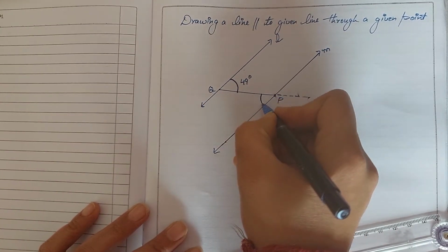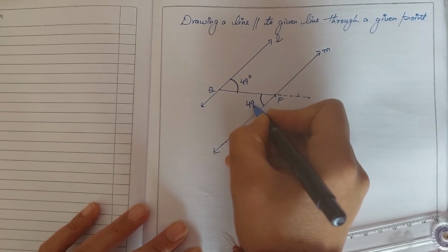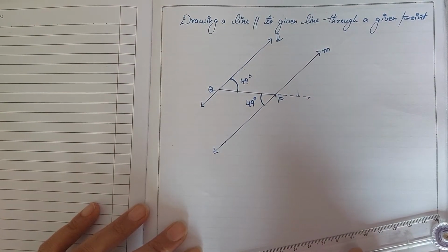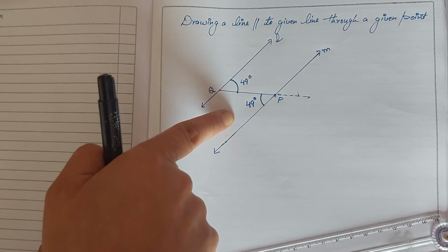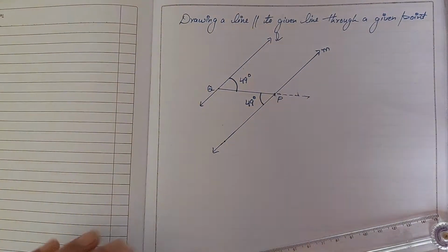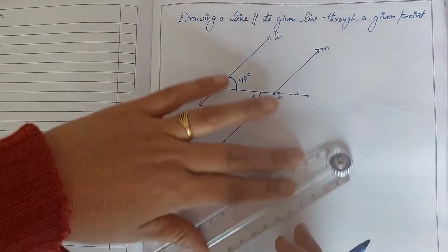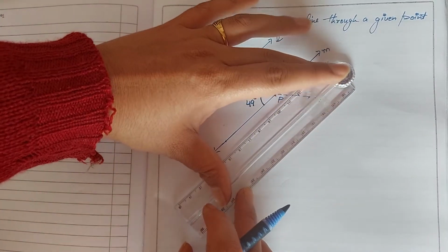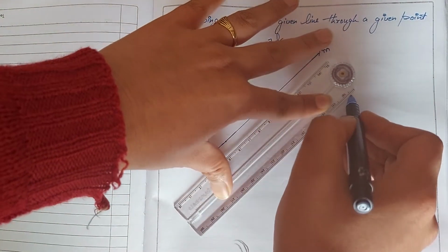So we constructed a line passing through a point P and parallel to a given line L by using the property of interior alternate angles. We measured this angle and we constructed the same. Here we used the protractor, but we can do it without using the protractor even.